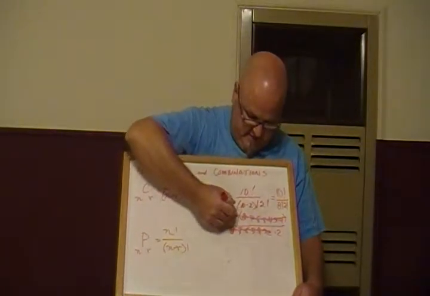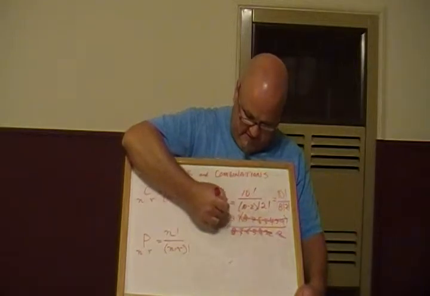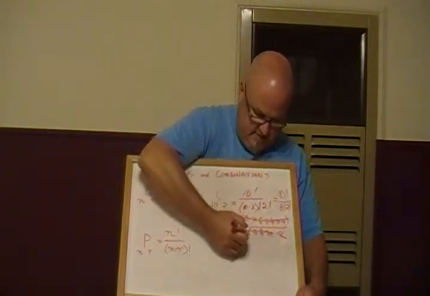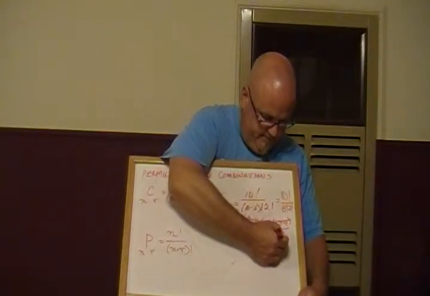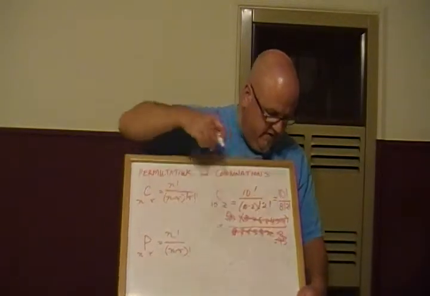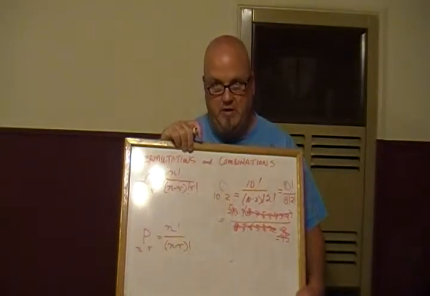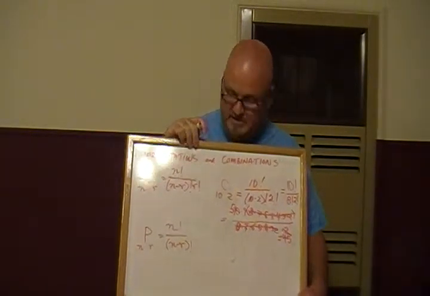So I've got 10 times 9 on the top, a 2 in the bottom. 2 goes into 10 5 times. I've got 5 times 9 left. So that is equal to 45. There are 45 different ways to choose 2 people out of 10 when order doesn't matter.